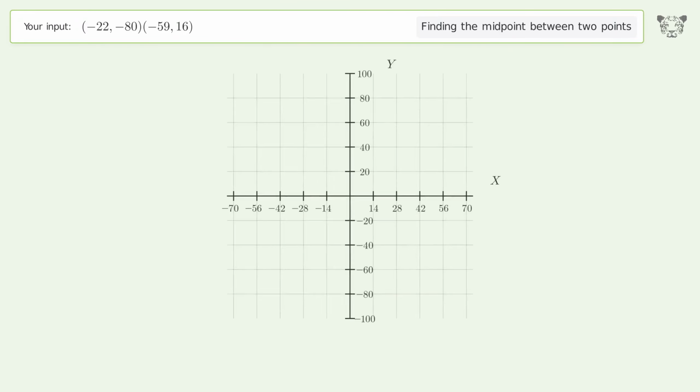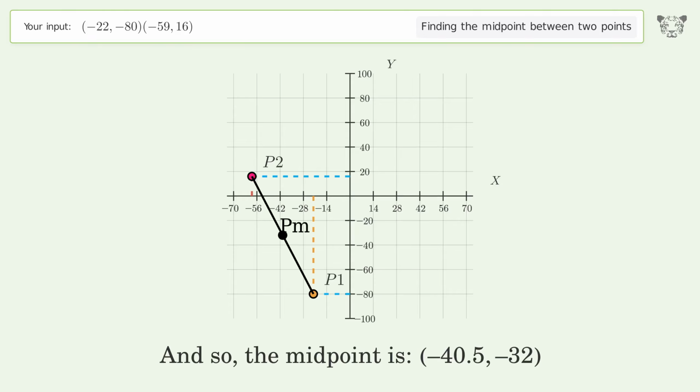And so, the midpoint is negative 40.5, negative 32.